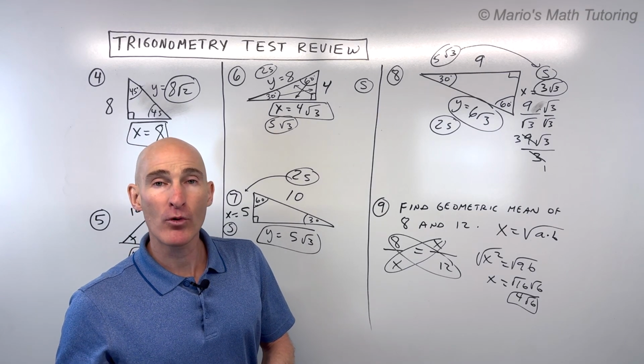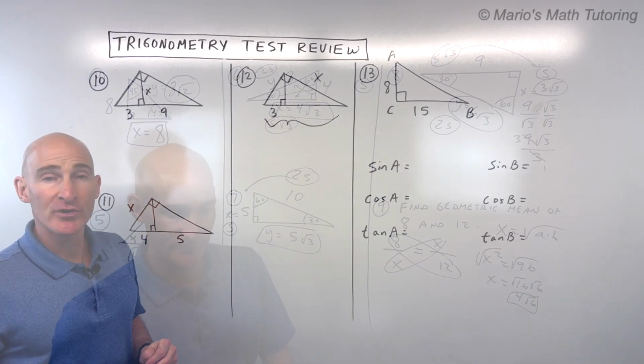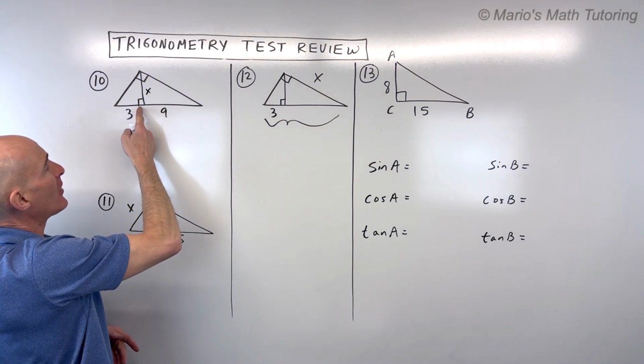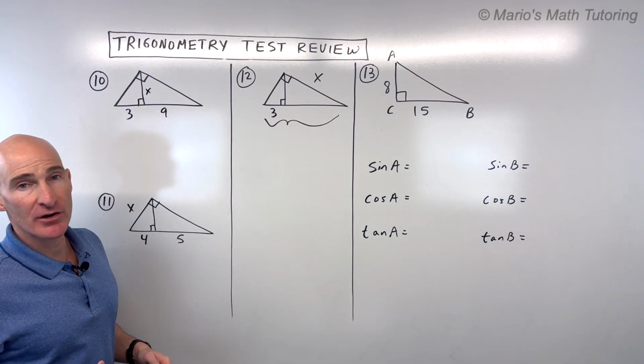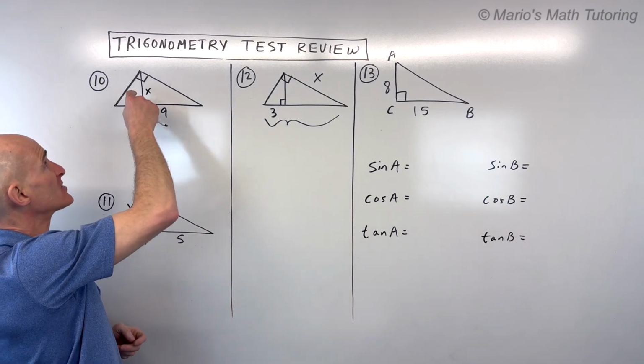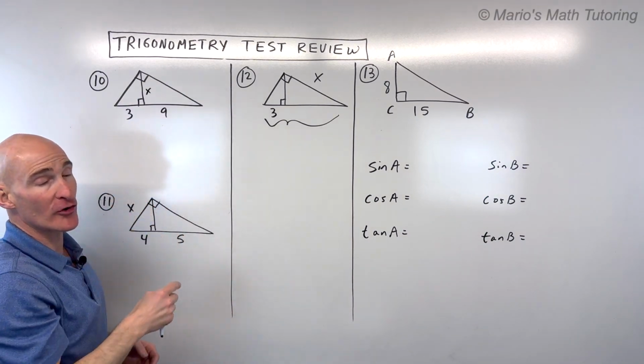Let me erase the whiteboard. Let's do the next group of problems. Look at number 10 now. So number 10, we've got this right triangle. And we're dropping an altitude that's perpendicular to the base here. And what happens is you end up getting 3 triangles that are similar to one another. You have the small triangle, the medium, and the overall triangle.